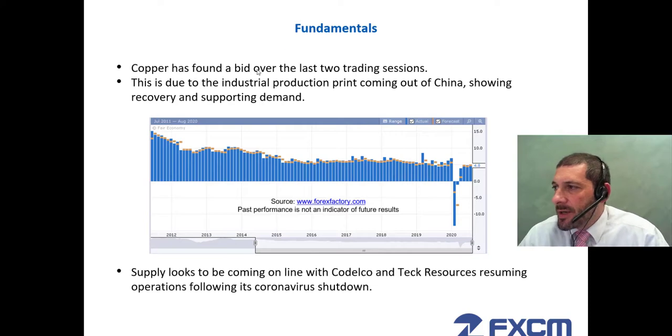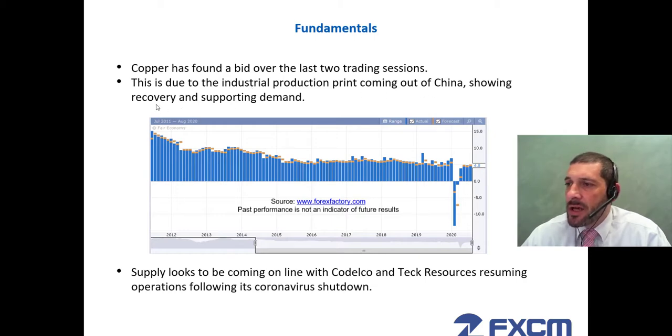Let's get into it. So the fundamentals that we're looking at today is that copper's found a bid over the last two trading sessions. This is due to the industrial production print coming out of China, which is showing recovery and supporting demand for the base metal. You can see the print came in at 4.8%, which was below the forecast, but only slightly so. Nevertheless, 4.8% is certainly indicative of recovery.